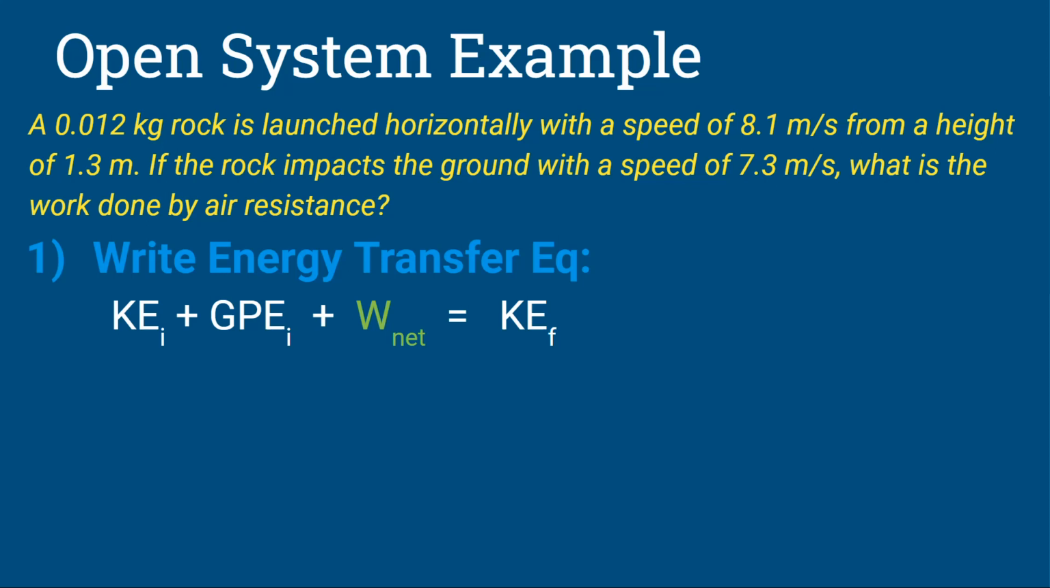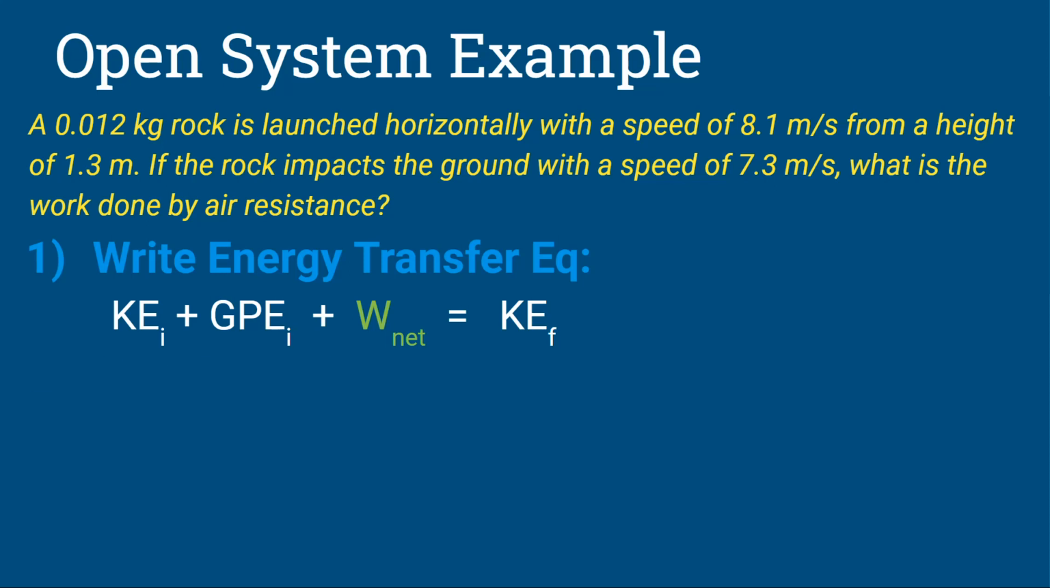We still have kinetic energy and gravitational potential energy at the beginning, but now we also have work being done, specifically work being done by air resistance. So I already know this is going to be a negative work. Whenever I plug it in, I'm actually going to be subtracting it. But I have net work, and then at the end, I'm still looking at that speed upon impact with the ground, so it's still that final kinetic energy, and there is no height because I'm looking at the ground.